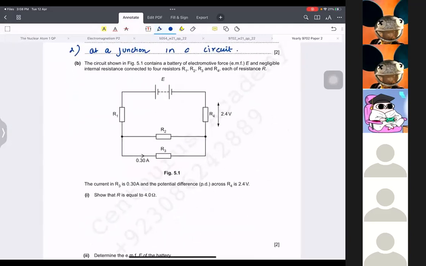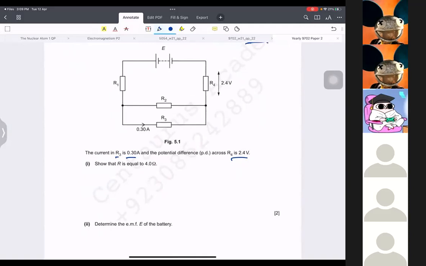Now, current is this and potential is this. Okay, show that R is equal to this. What is R? Achha, each has resistance R. They are the same resistances. Okay, fine, I could do that.